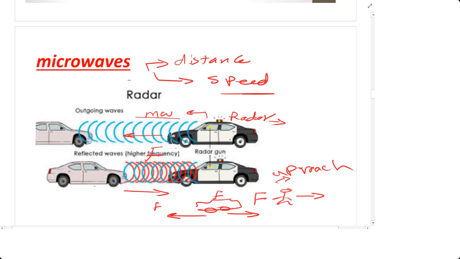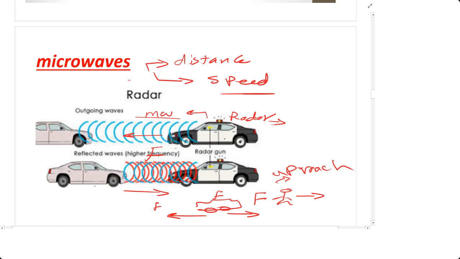So if the car is coming towards the observer or towards the radar, the frequency actually increases, and due to the difference between the two frequencies, we can determine the speed. So the faster the car, the more difference in frequencies. The reflected one has more. And the radar has a screen which just calculates this automatically and sends the report to the policeman.